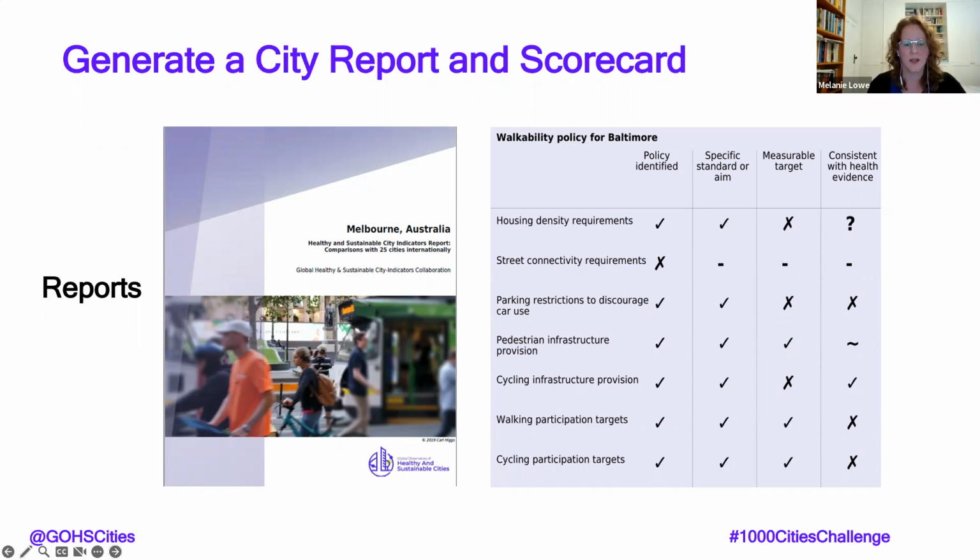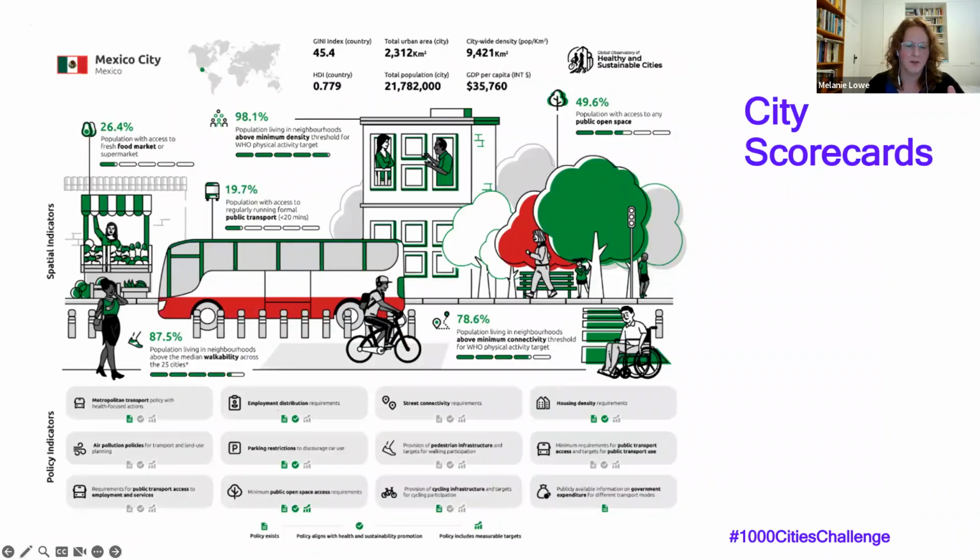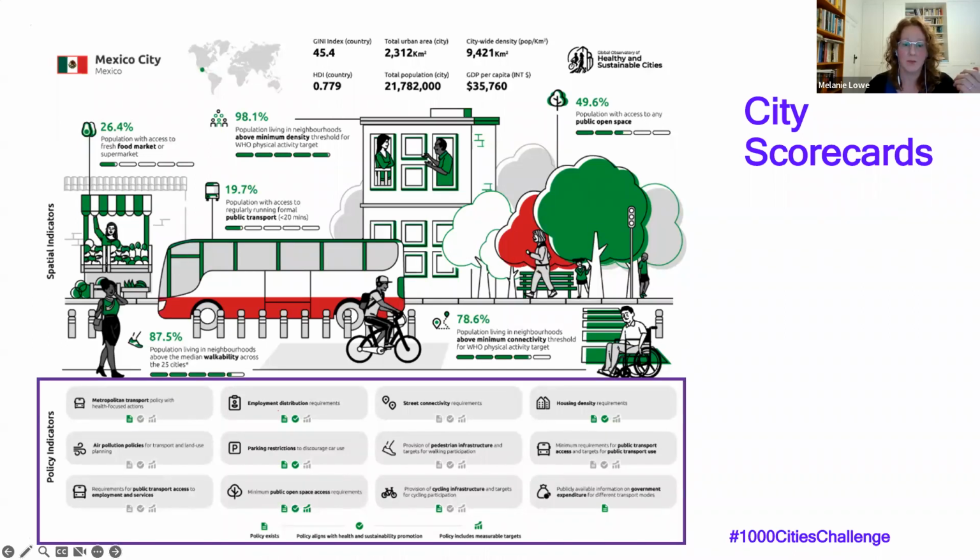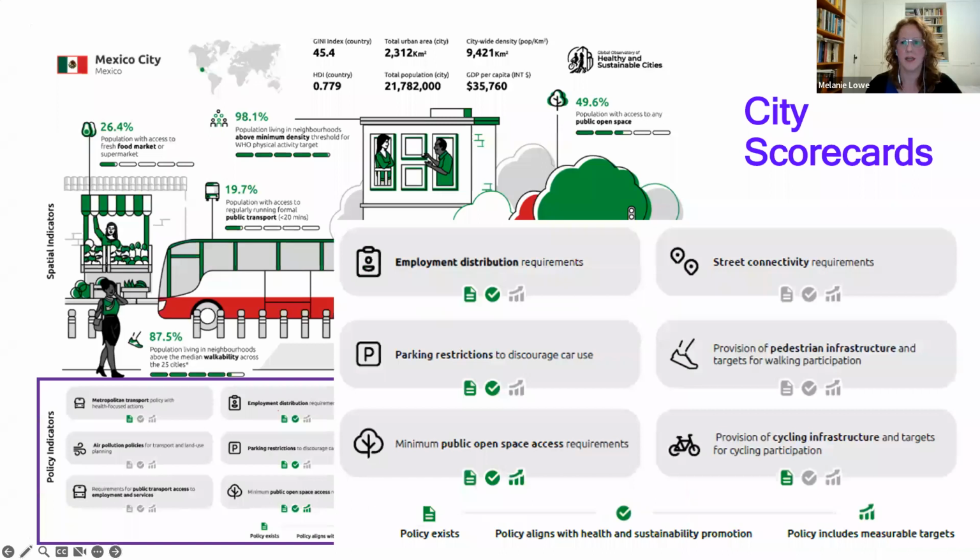We are amending this slightly for the 1,000 Cities Challenge, but it shows checklists of policy presence and policy quality. And then there's the infographic scorecard, which Deb has already highlighted, a single page summary of findings, including for the policy indicators. And just to zoom in there, the policy checklist clearly demonstrates in what areas a policy exists, whether they support health and sustainability, and whether they have that measurable target.